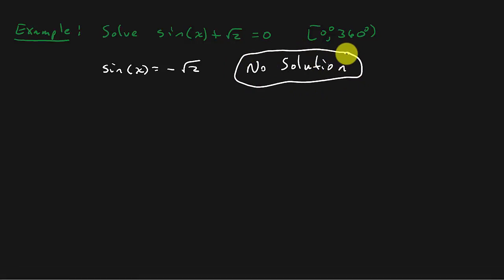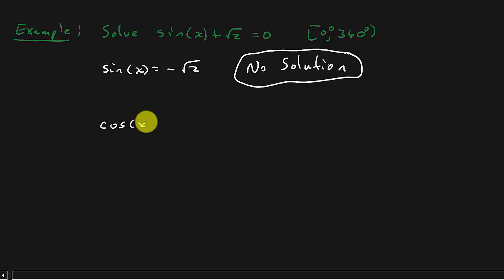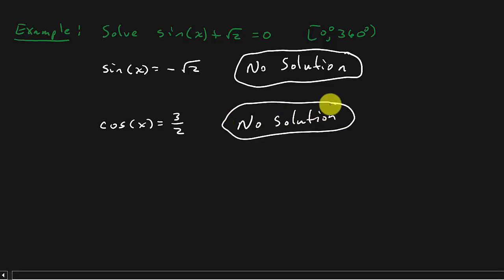Well, but wait a minute. Why is it no solution? I need to explain it, don't I? Before I explain it, let's do another one. What if I say I have cosine x equals 3/2? What's the answer to this one? No solution. There you go.